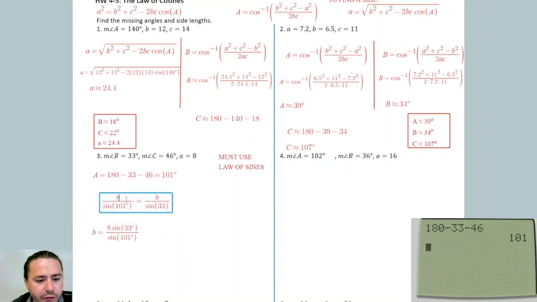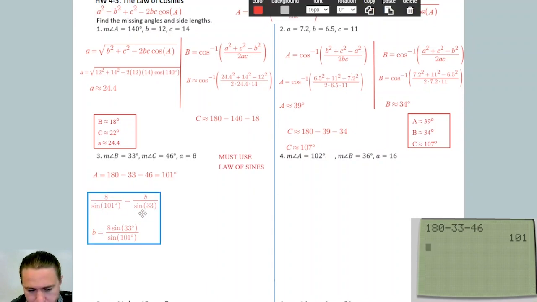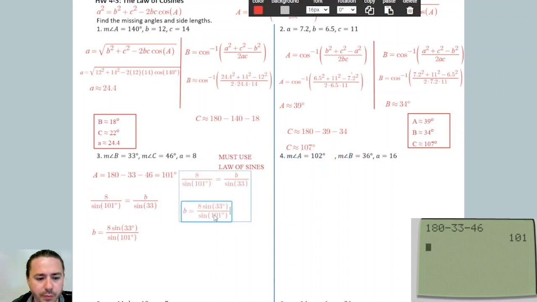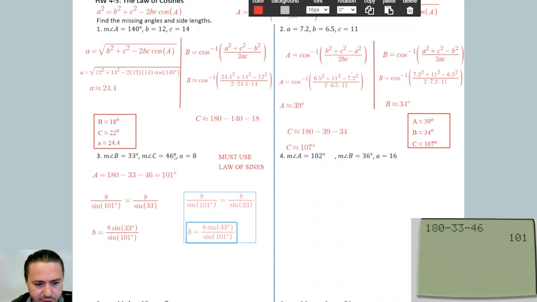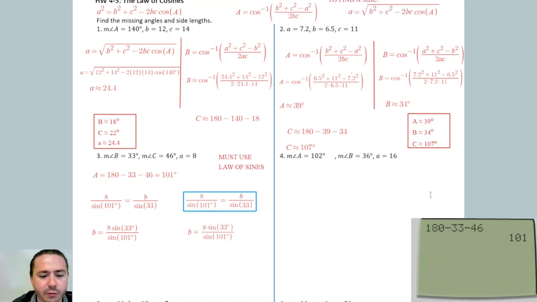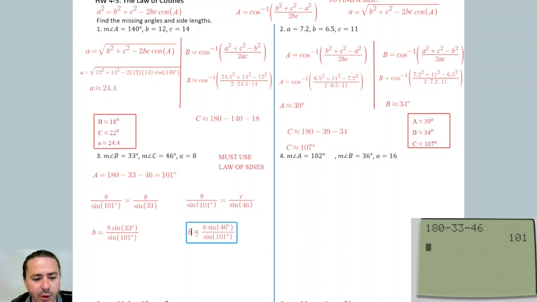And we're going to solve for side C similarly. So before I break out the calculator, I'm just going to copy what I have here and replace the important pieces. So I'm still going to use this side A, angle A combo for my first ratio, but for my second ratio, I've got side C over the sine of 46. So it should be 8 times the sine of 46 divided by the sine of 101. And that'll be how we find C. So now let's put both of these in our calculators and we're going to be done.